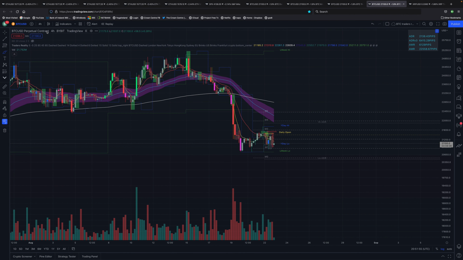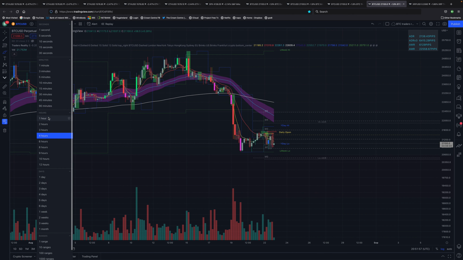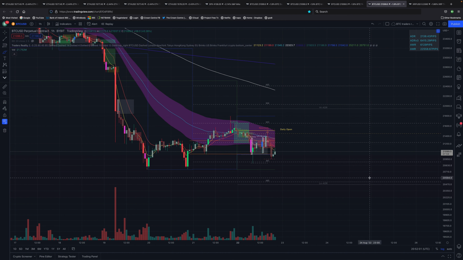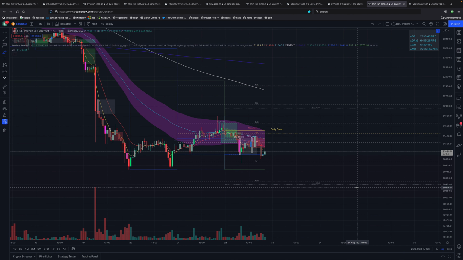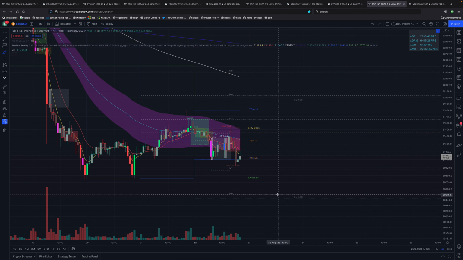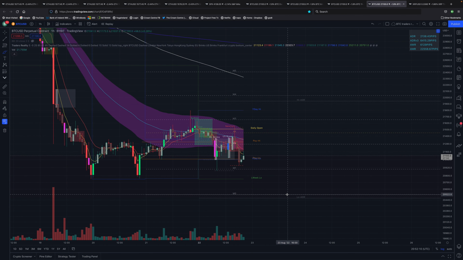Now, after the 4 hour, we're moving to the 1 hour, and the 1 hour is a little bit more detailed in terms of how I use it, because the 1 hour has the levels. The M0, M1, M2 are considered support levels. M4, M5 are considered resistance levels. M3 is considered the reversal level.